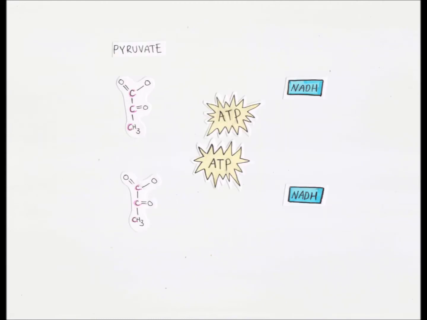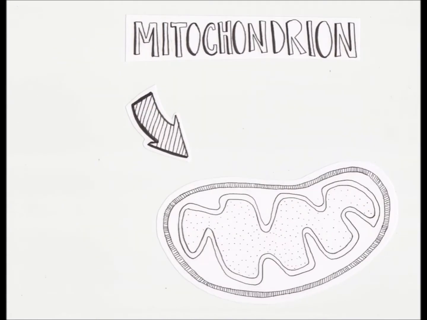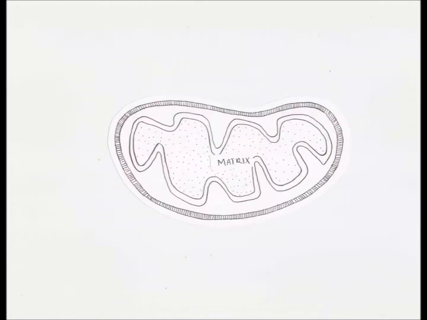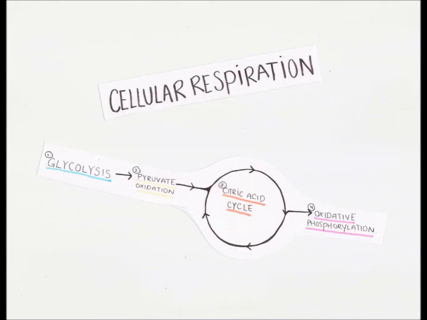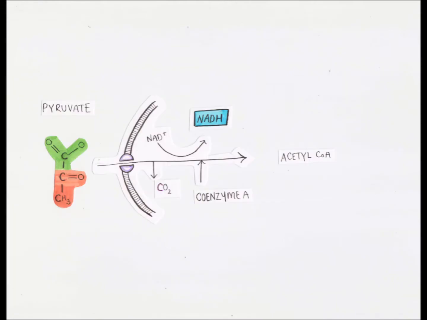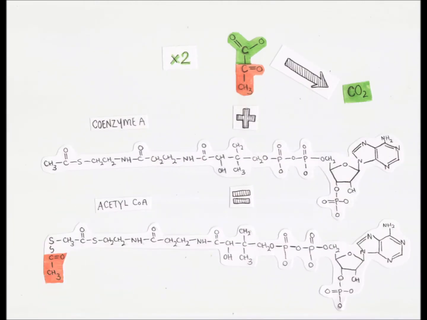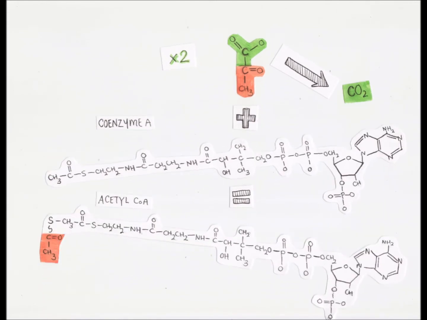The 2 molecules of pyruvate must cross the inner membrane of the mitochondria and arrive at the matrix where the second stage of cellular respiration, pyruvate oxidation, can take place. The molecules of pyruvate will each release a molecule of CO2 and join with coenzyme A. NAD is also reduced to NADH during this reaction. This results in the formation of acetyl-CoA, a molecule vital in the upcoming steps.